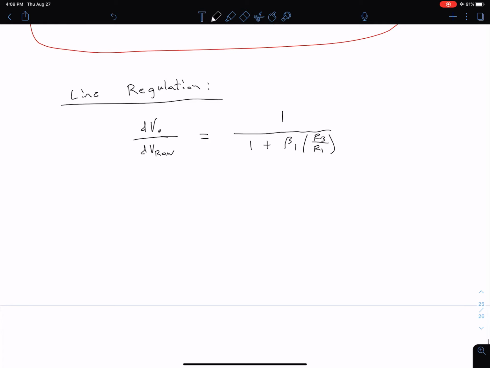So we can do a similar thing for our load regulation. We need to go back and ask ourselves, what does it mean when we say load regulation?